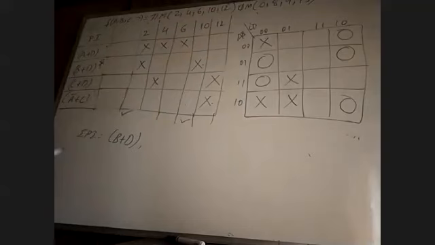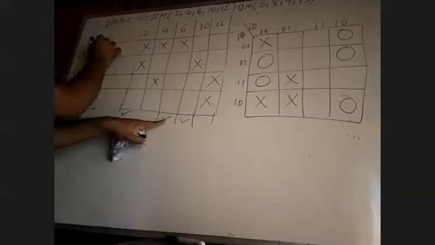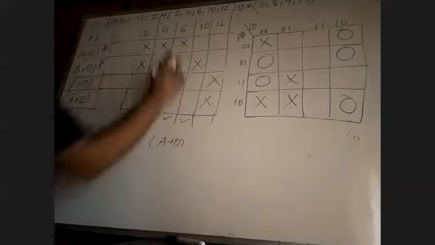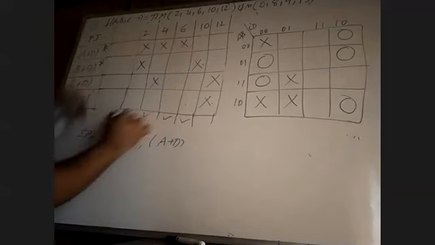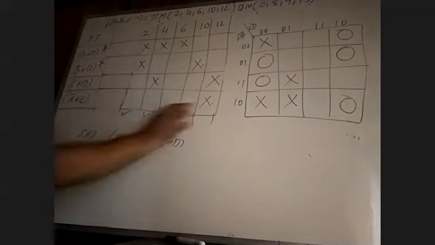We have the 6th column also single. By selecting this, this is also an essential prime implicant. We got A plus D. By selecting this, 4 is also covered. Only 12 is there now.